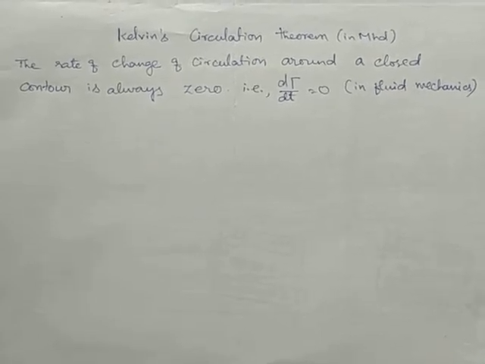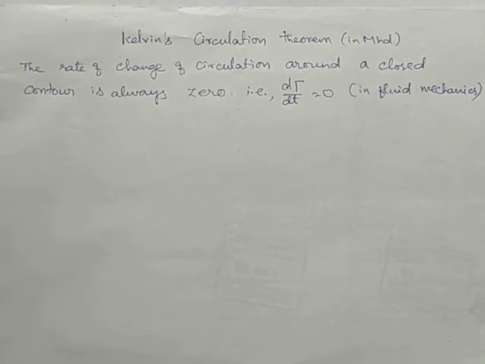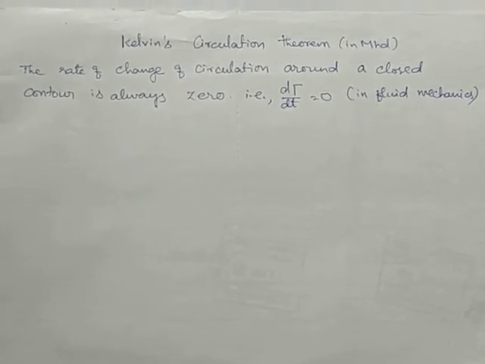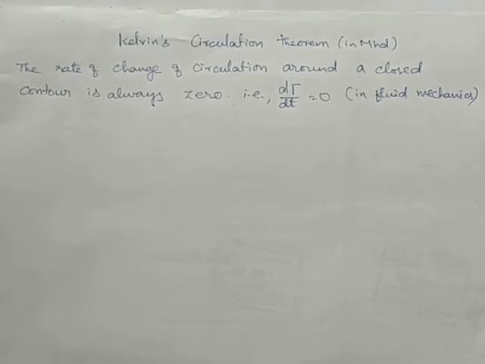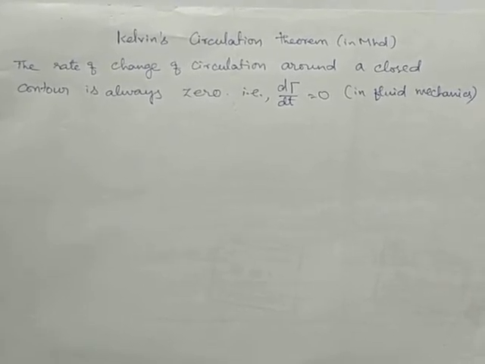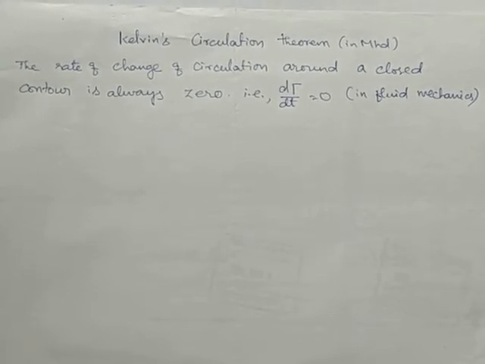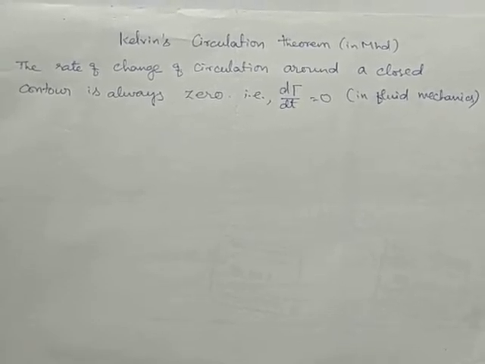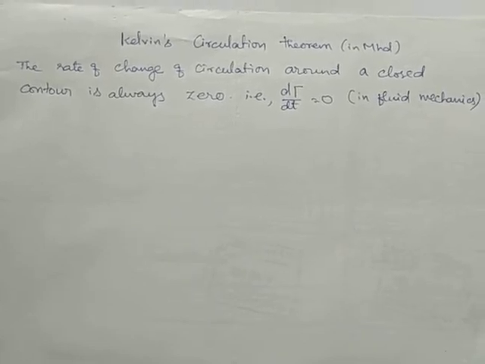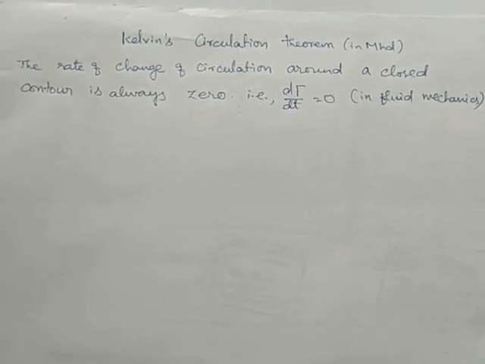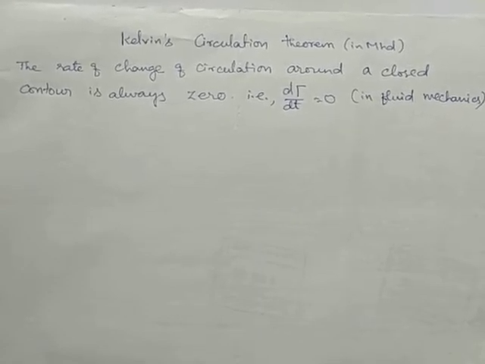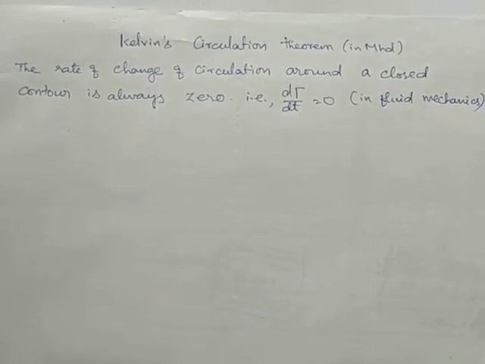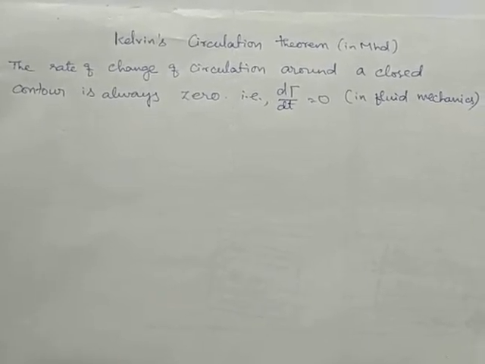Hi everyone. In this video, I am going to explain Kelvin circulation theorem in magnetohydrodynamics. Already in fluid mechanics, we have studied what is Kelvin circulation theorem. So what is Kelvin circulation theorem? The rate of change of circulation around a closed contour is always zero. Mathematically, we will write it as d gamma by dt equal to 0.